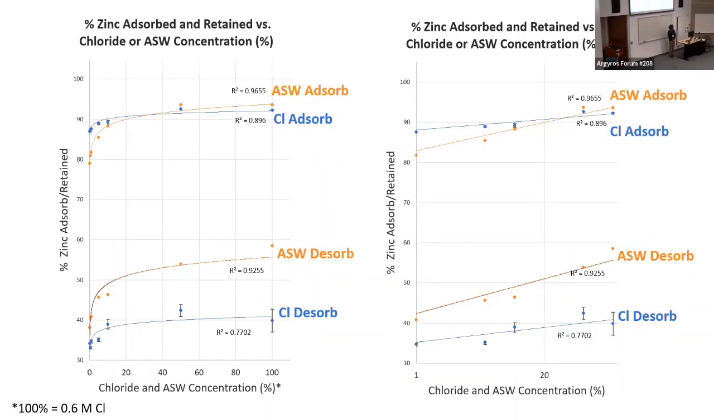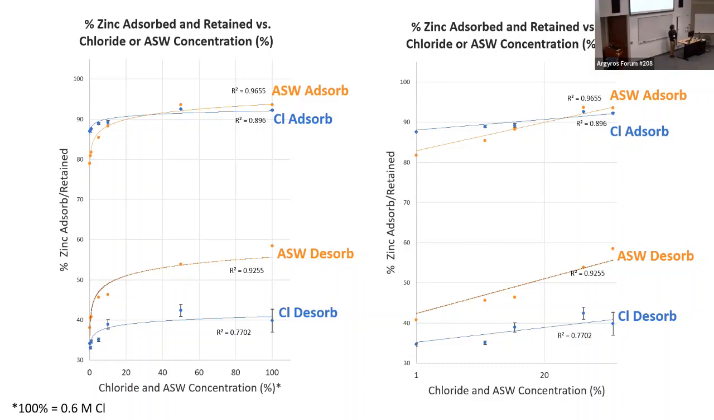And then to get to the conclusion, or the results of this experiment, I have two graphs right here, which essentially show the same data. The graph on the right has just been linearized to show what's going on in the clusters of data at lower chloride concentrations. So on the x-axis, we have chloride in artificial seawater concentration expressed as a percent, where 100% is equal to 0.6 molar chloride, because that's the concentration of chloride that is present in actual seawater. And then on the y-axis, we have the percent of zinc that was adsorbed or retained.